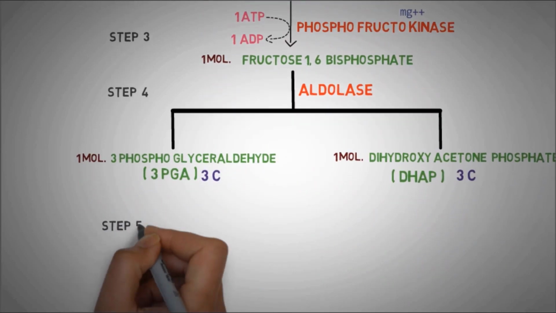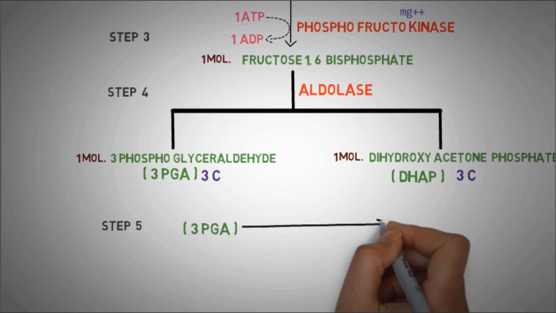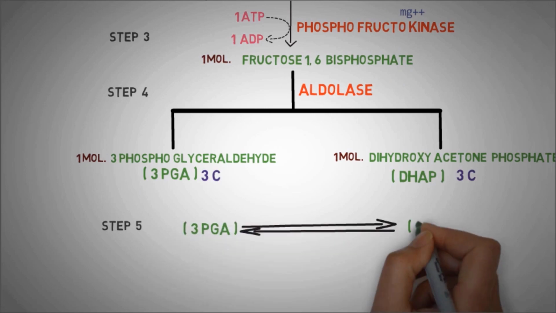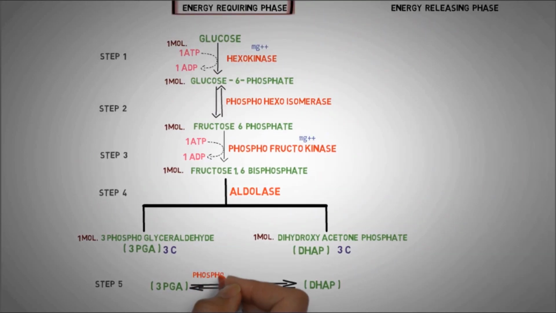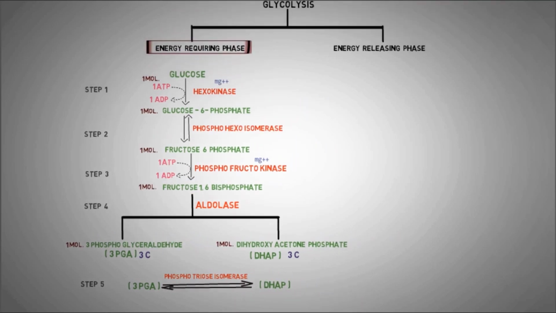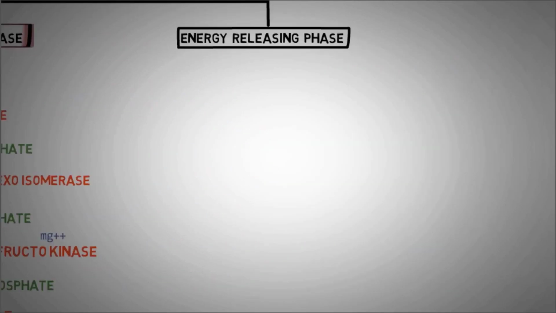In step 5, dihydroxyacetone phosphate is converted into 3-phosphoglyceraldehyde for further reaction. This reaction is interconvertible. The enzyme used for this reaction is phosphotriose isomerase. In the energy releasing phase, ATP is formed.